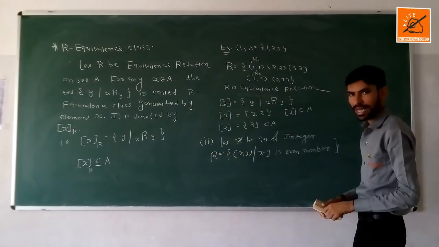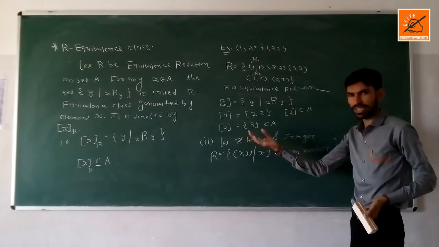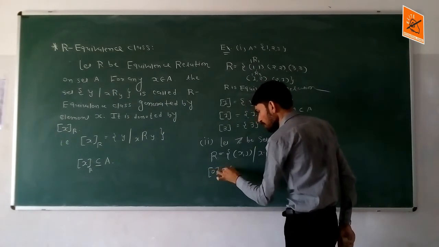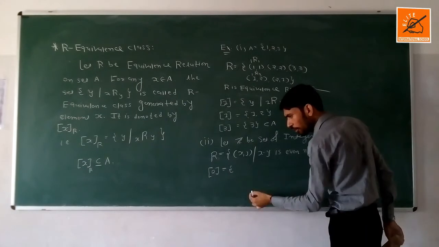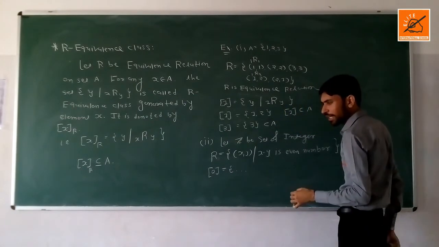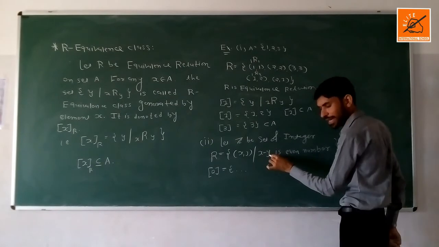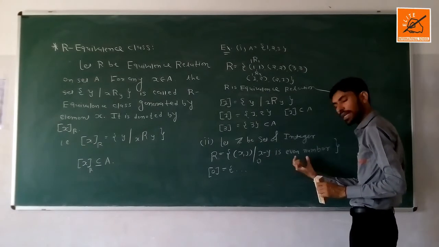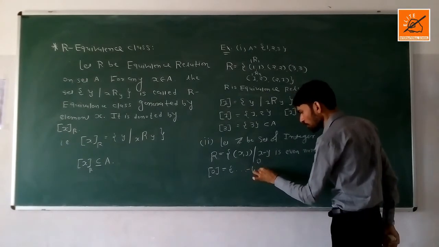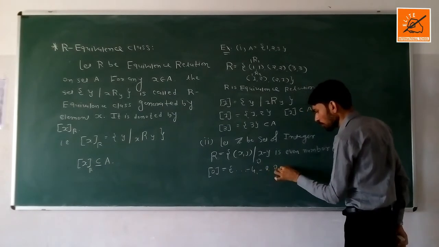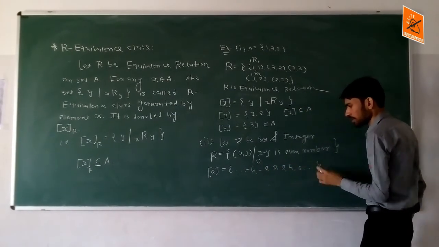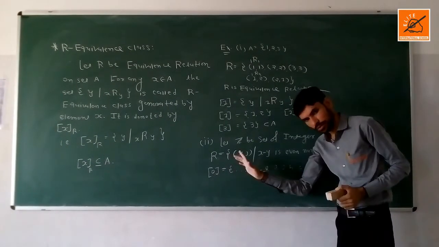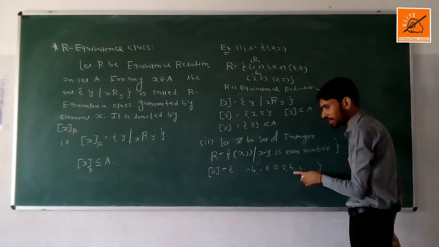Now, to write the equivalence class of any element of the set Z, and Z contains infinitely many elements, we first write the equivalence class of 0. Which elements are related with 0? Those elements will satisfy the condition that x minus y is an even number. Our x is fixed at 0. Now we find y such that the answer becomes an even number: minus 4, minus 2, 0, 2, 4, 6, etc. All of these elements are related with 0.